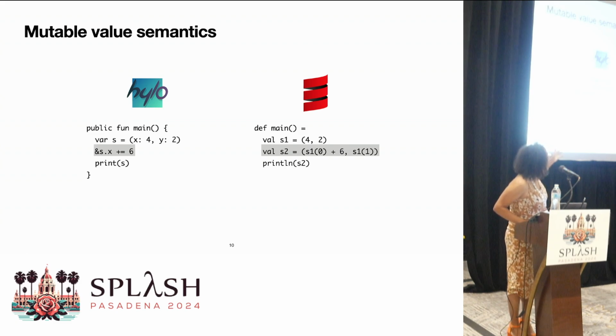And also note that the ampersand here is not the address-of operator that we would have in C++. In Hylo, we need to mark mutation with this ampersand just for people to see that it might require more attention because mutation is happening here. So how do we achieve this MVS discipline in Hylo?